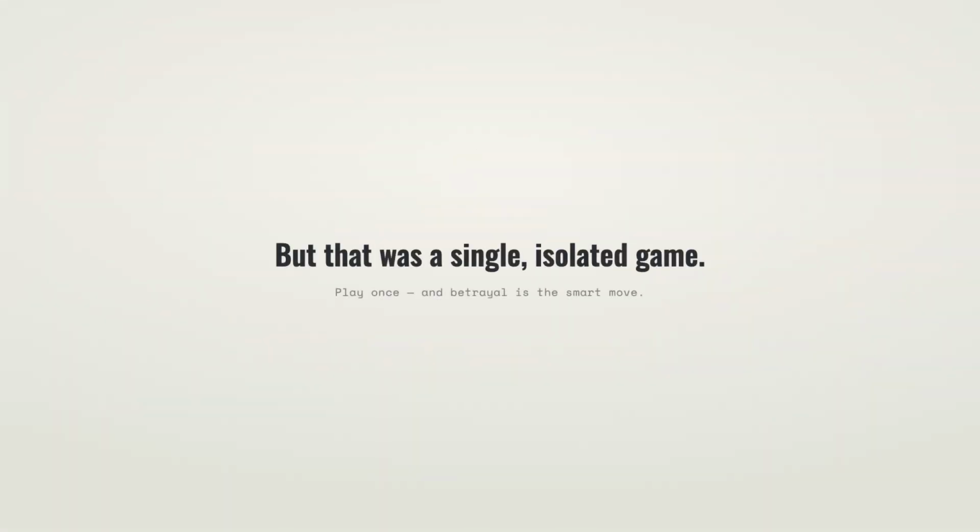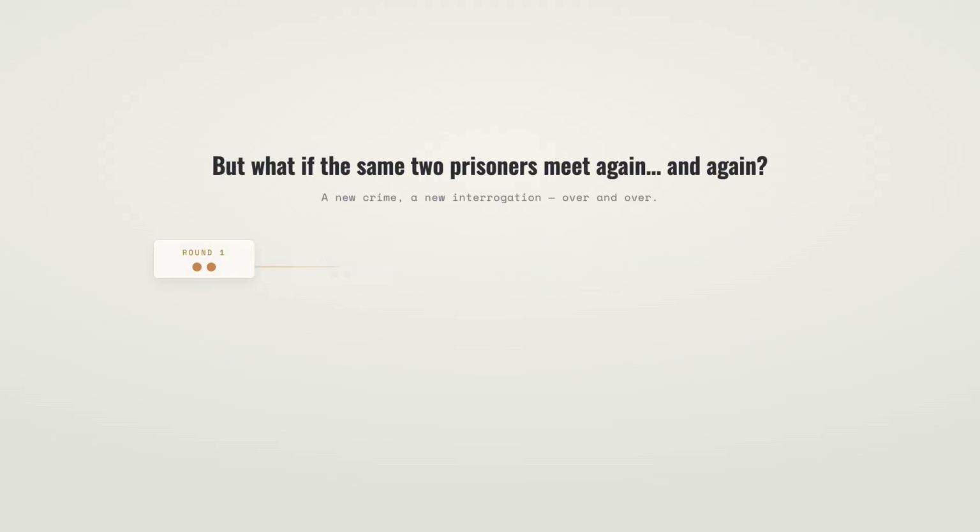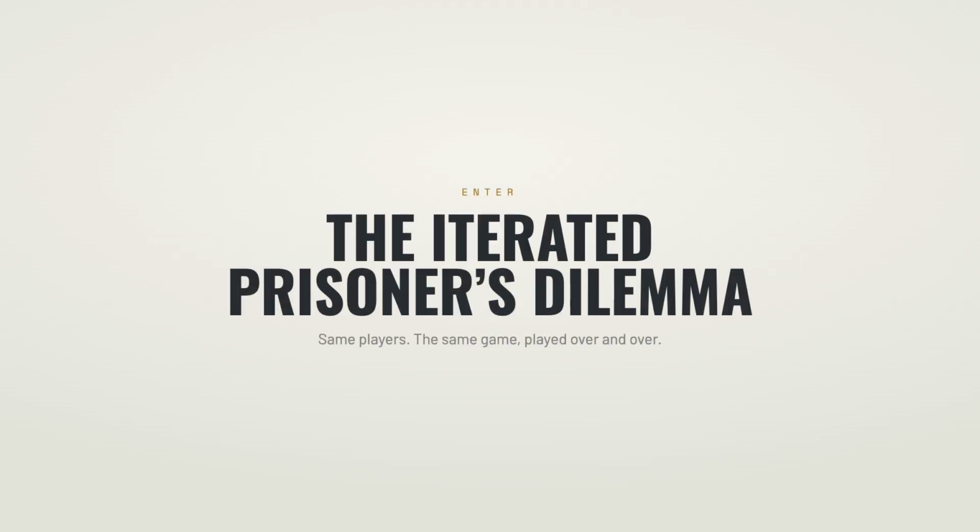But that was a single isolated game. Here, betraying was the most logical move. If the same set of prisoners are apprehended and interrogated again and again for other crimes, is it wise for them to betray each other? This is where the iterated prisoner's dilemma enters.